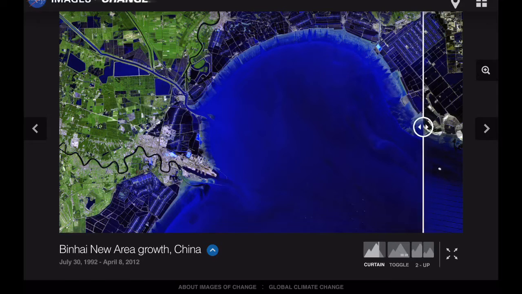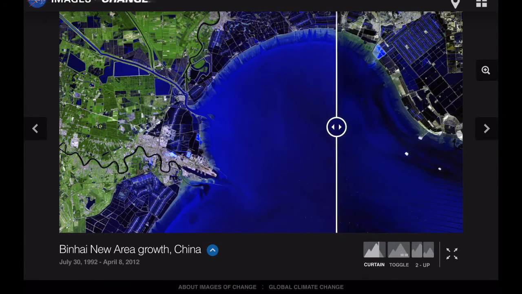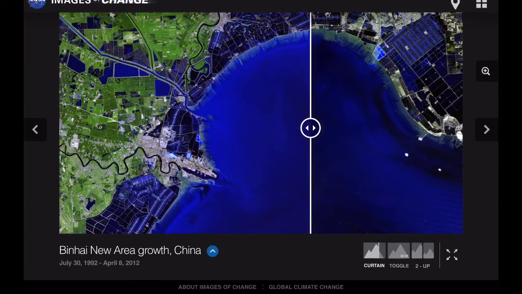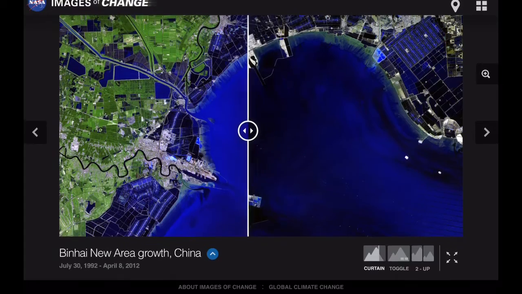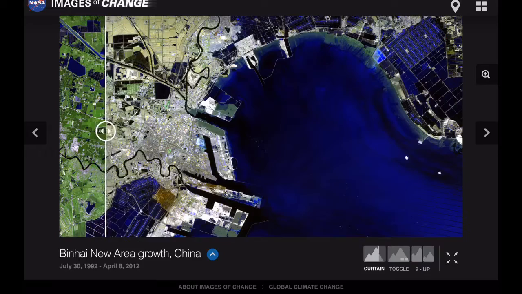Now is Shanghai in China, and another coastal area where the coast actually retreats slightly to accommodate for the buildings going more towards the ocean. And especially on the left, there's a huge increase in buildings.